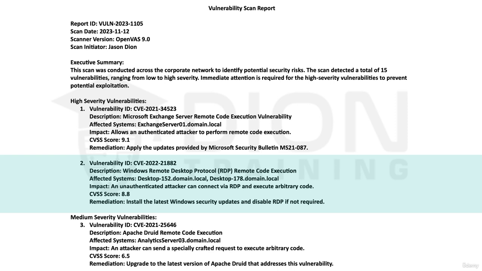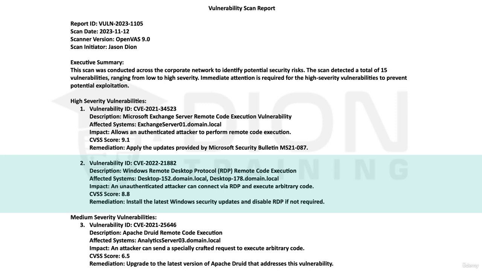The next vulnerability we have is CVE-2022-21882, and this is a Windows Remote Desktop Protocol, or RDP, remote code execution. The affected systems are desktop number 152 and desktop 178. This particular vulnerability will allow an unauthenticated attacker to connect via RDP and execute arbitrary code. The remediation is to install the latest Windows Security Update and disable RDP if it's not required.